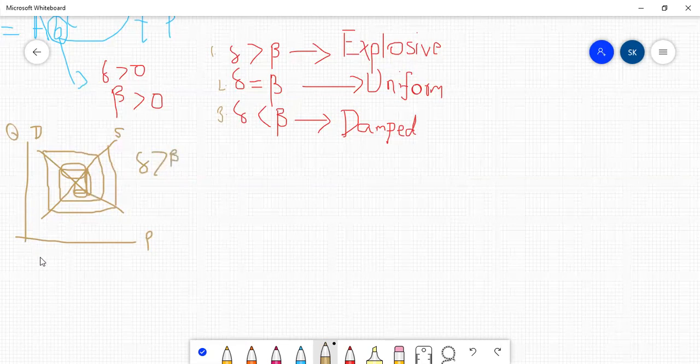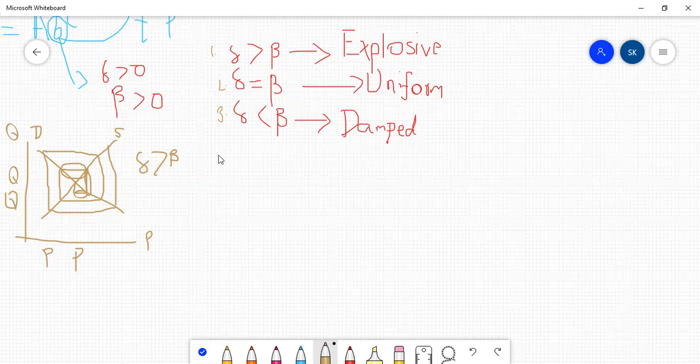Now on the x-axis, we have taken different values of prices P, and on the y-axis, we have taken different values of Q. On different values of P and Q, the oscillations are expanding, exploding. Specifically, you should use the word exploding.